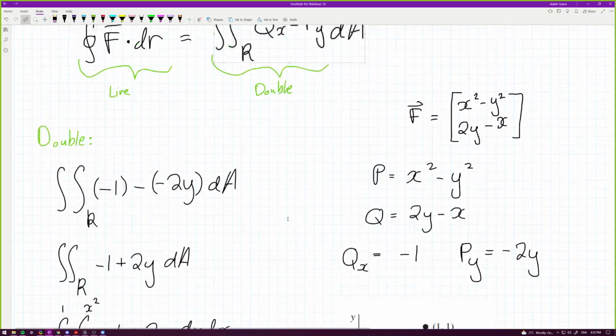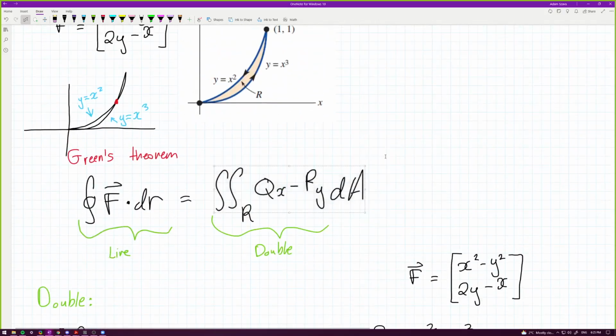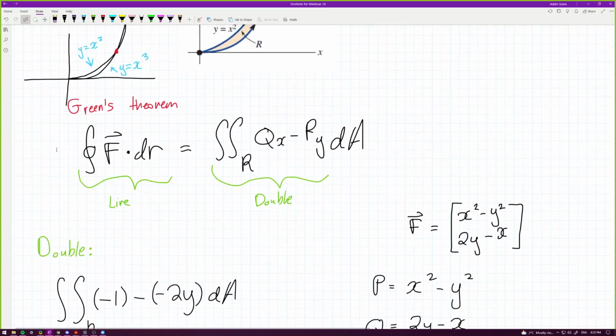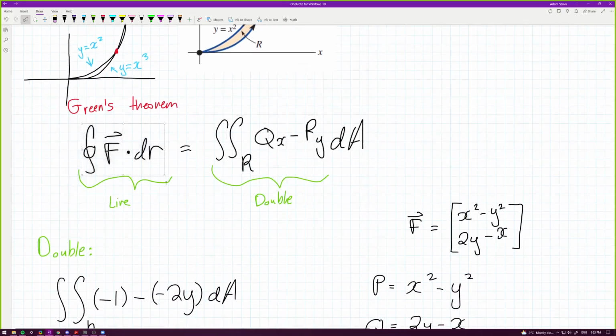That's the answer for the left-hand side, negative 11 over 420, and so we're going to get the same answer over here, of course. But I've got to show that. So I will. Oh, sorry, I said the wrong thing. We just did the right-hand side here, and then we're going to do the left-hand side now.